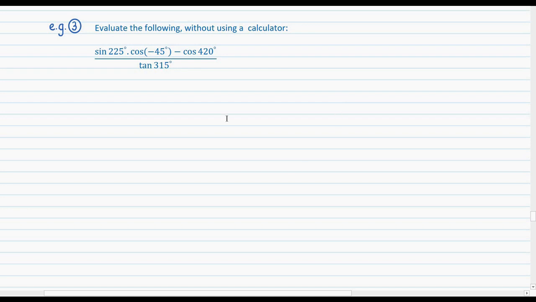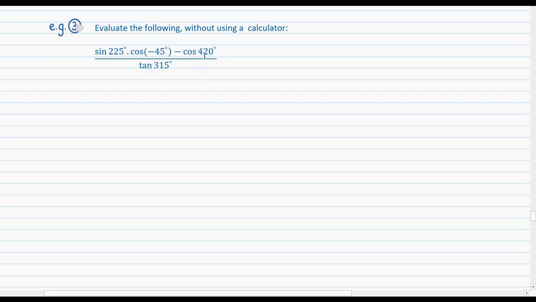So this is a different sort of example. Here we're given an equation with a bunch of different trig functions and angles already, and then we need to evaluate the whole thing without using a calculator. So this is the sort of question where you need to use the knowledge you have regarding the special angle triangles. And then you'd also apply some of the identities, such as the ones for the negative angles.